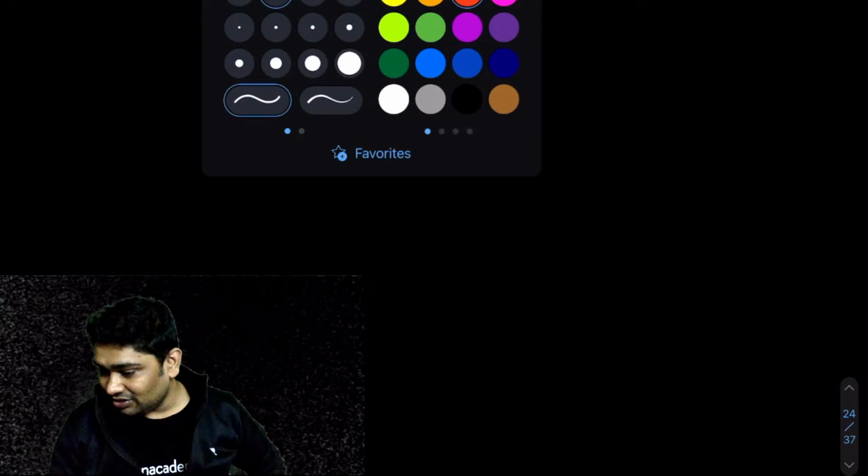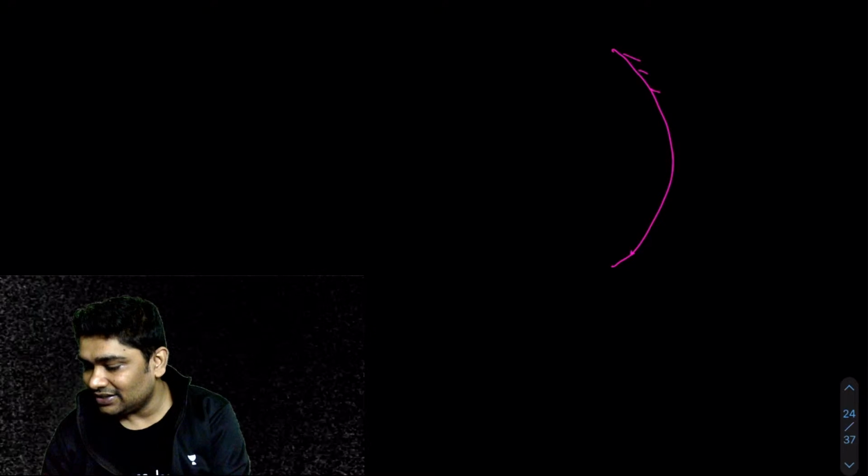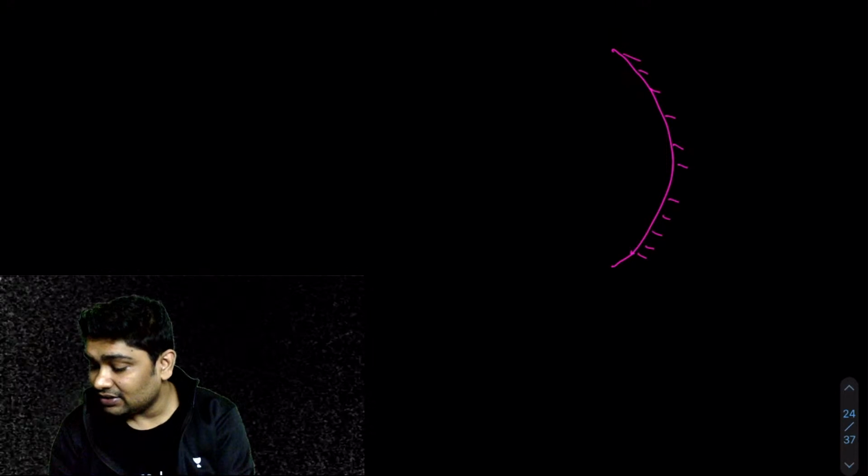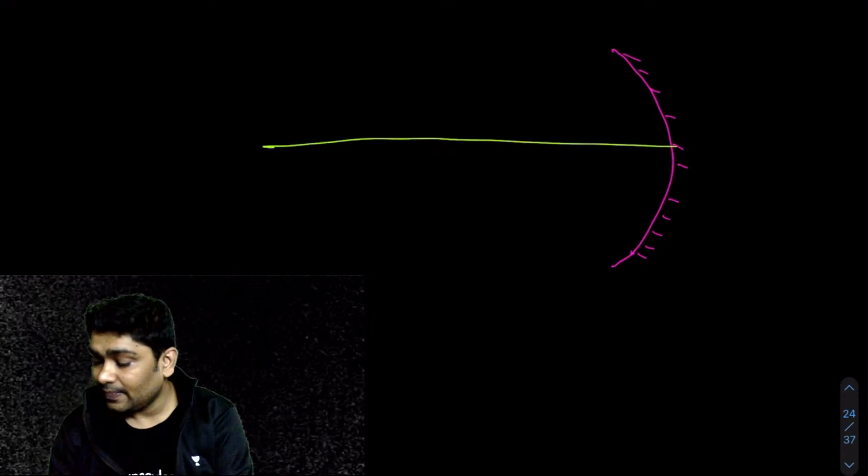So here, generally what we do is, okay. Let's draw ourselves a mirror. Let's say here is a concave mirror. This is how you start, and then this is the principal axis. Let's say like this.